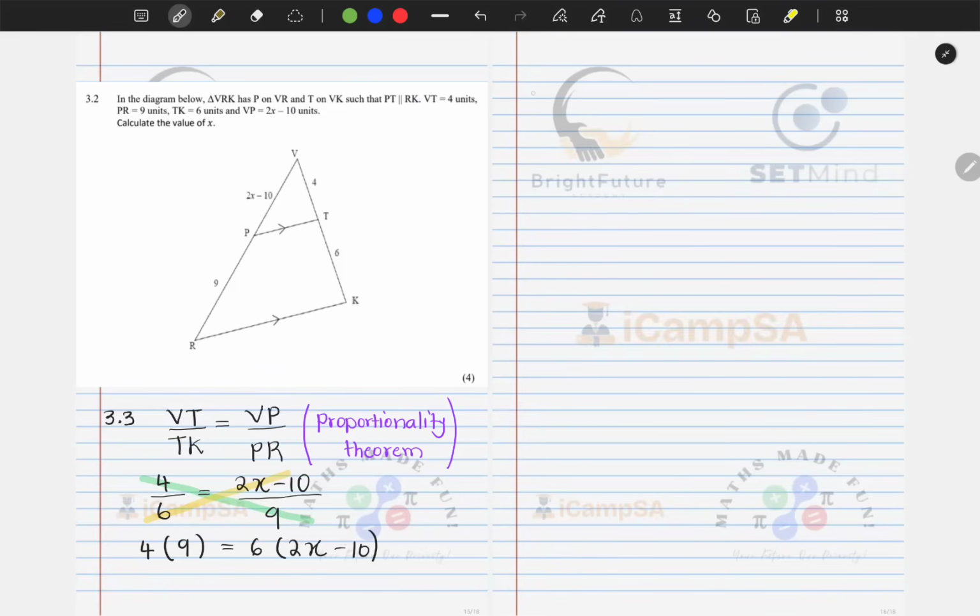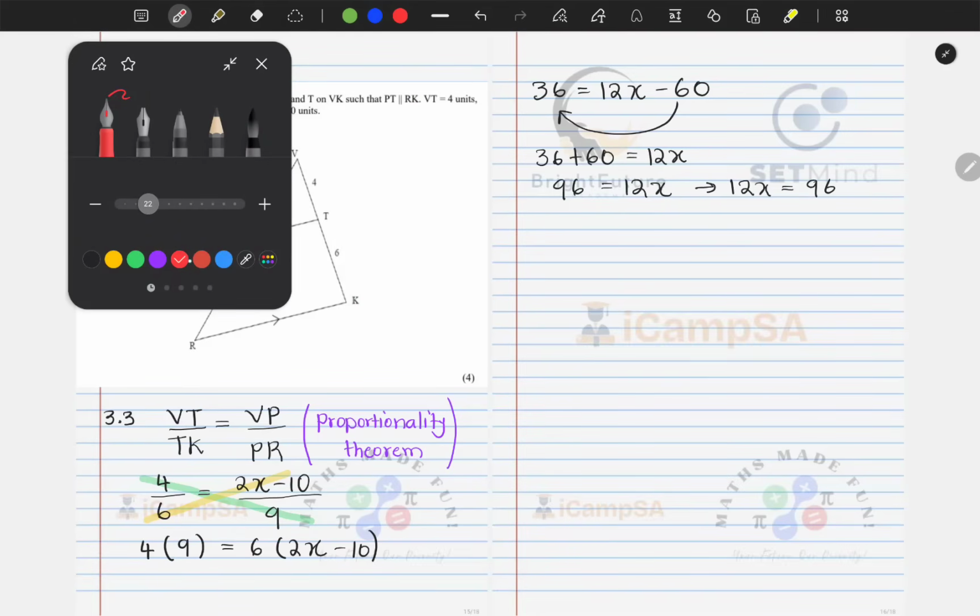18 times 2, that is 36. So we have 36 equals 6 times 2, that is 12x, and then minus 60. So we'll transpose and have 36 plus 60 equals 12x, and this will end up being 96. So we can go ahead and do our division. So we have 12x equals 96.